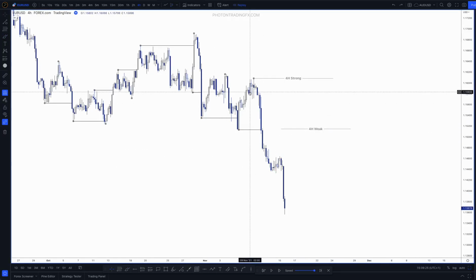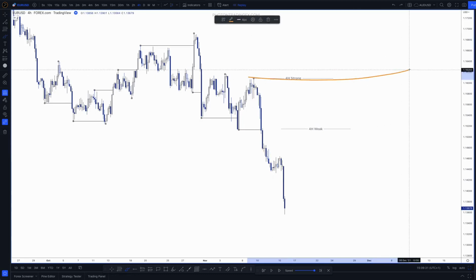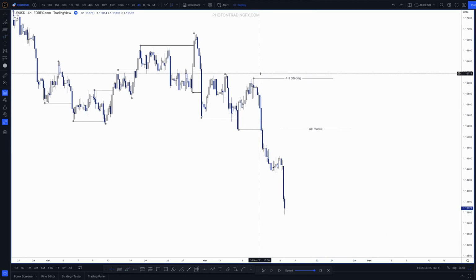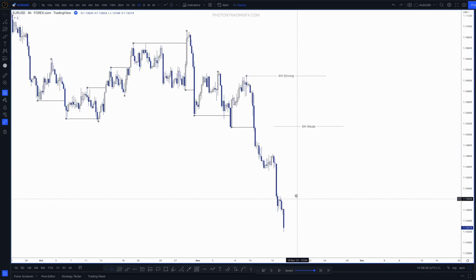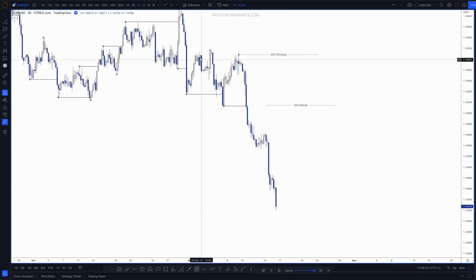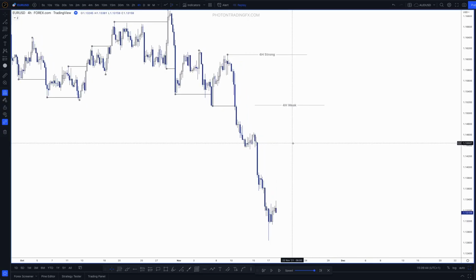And that would just be a continuation of this one swing leg, right? This is all just one move. It's a bit of a pause, a bit of an internal pullback, and that's one leg. This would still be the strong swing high for me in this instance, okay? Again, just a pause in price action, just an internal pullback. That's not significant relative to the recent price action. So for me, this is all one leg, okay?